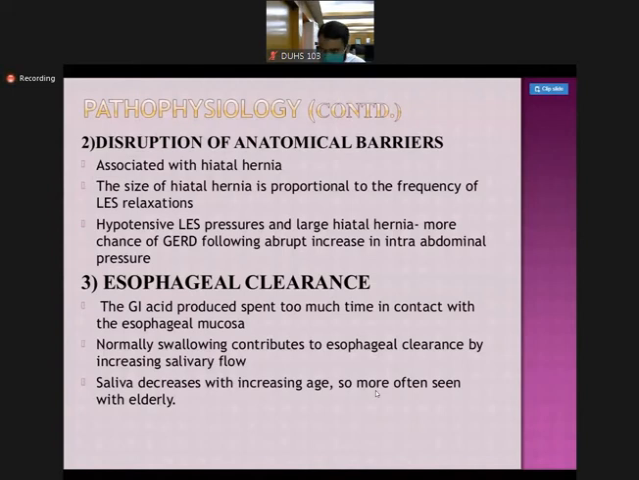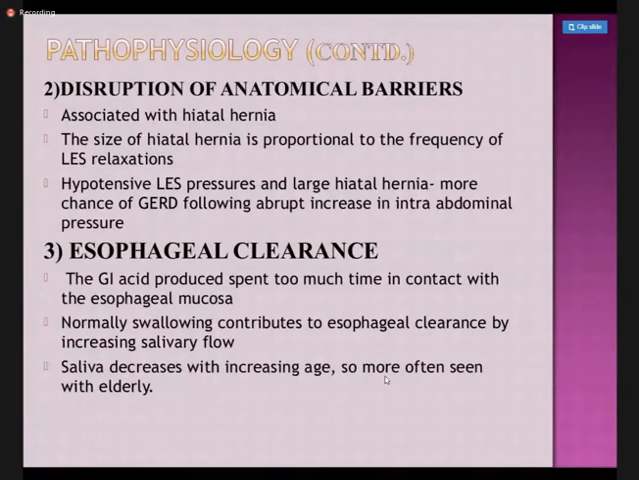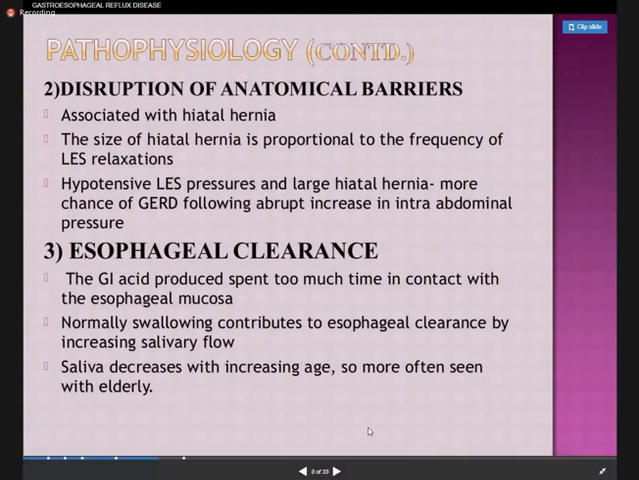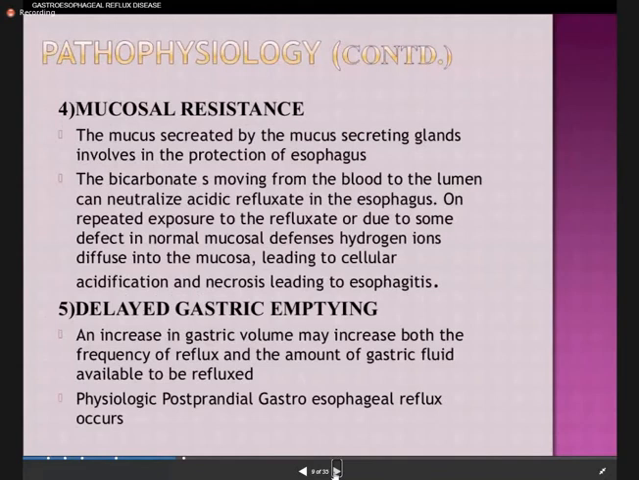Esophageal clearance plays a pivotal role. The GI acid produced spends too much time in contact with the esophageal mucosa. Normally, when we swallow, the swallowing contributes to esophageal clearance by increasing the salivary flow. However, the saliva production decreases with age, so it is more often seen in the elderly. Then the mucosal resistance. The mucus secreted by the mucus secreting glands is involved in the protection.